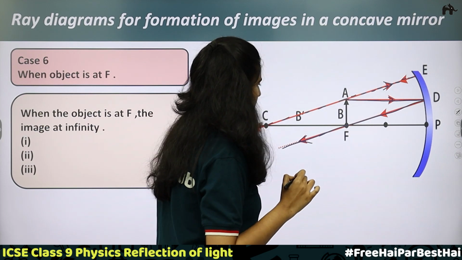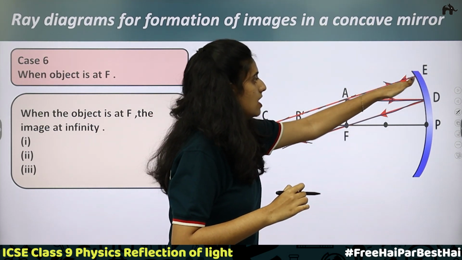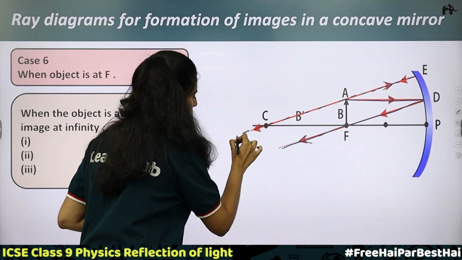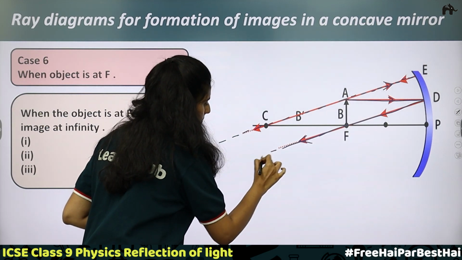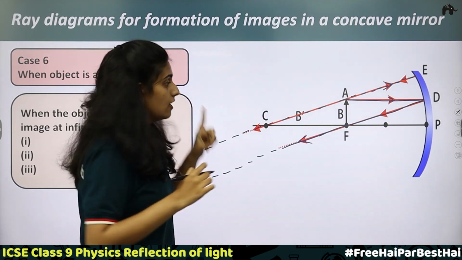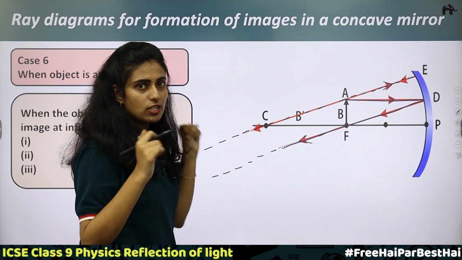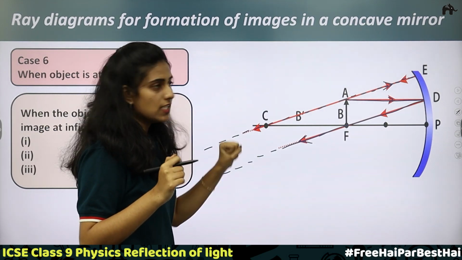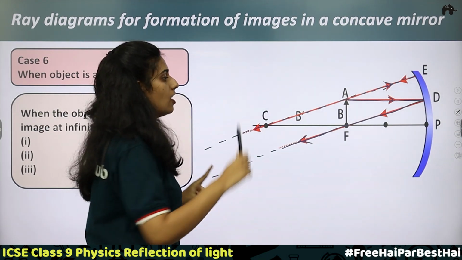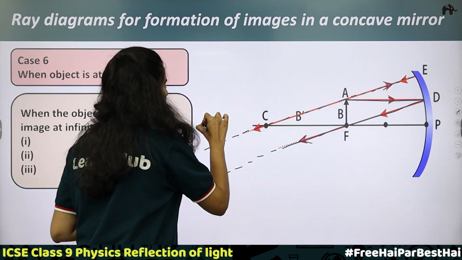A light ray that appears to come from the center of curvature, after reflection is directed towards the center of curvature. So what happens? You can see that these are parallel rays. We have discussed the first case, from infinity: when parallel light rays come, all of them get focused at the principal focus and the image is formed there. Here the object is at focus, and the image in that case will be formed at infinity.